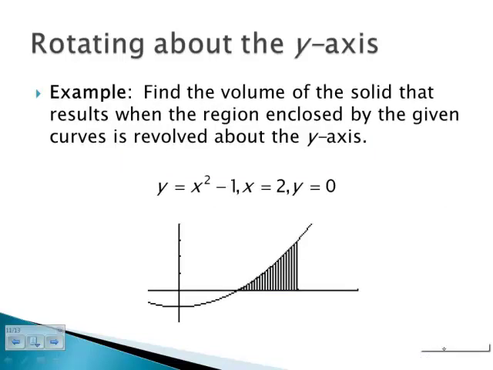Now we're going to look at an example of an application of the washer method. This time we will be revolving about the y-axis. The directions here are to find the volume of the solid that results when the region enclosed by the given curves is revolved about the y-axis. Here we have the curves y equals x squared minus 1, x equals 2, and y equals 0.